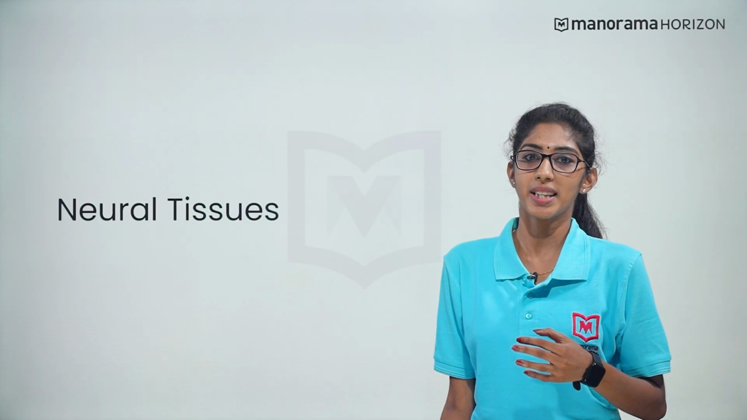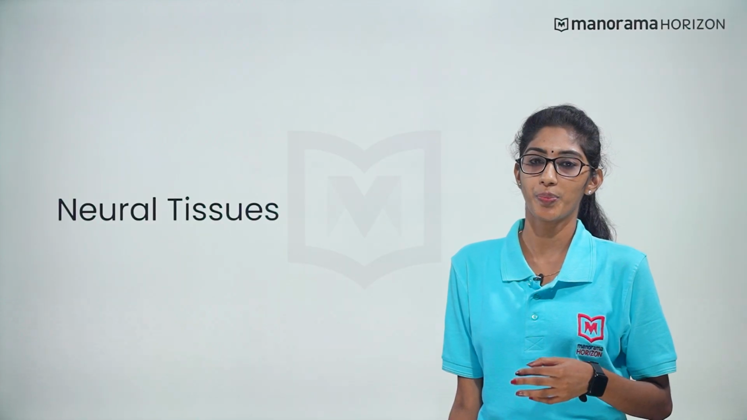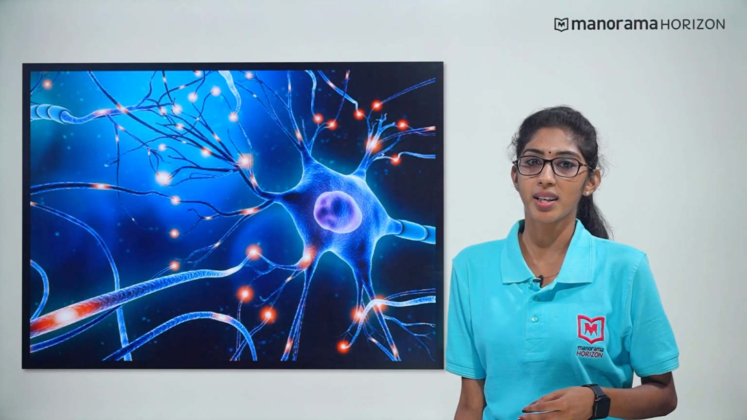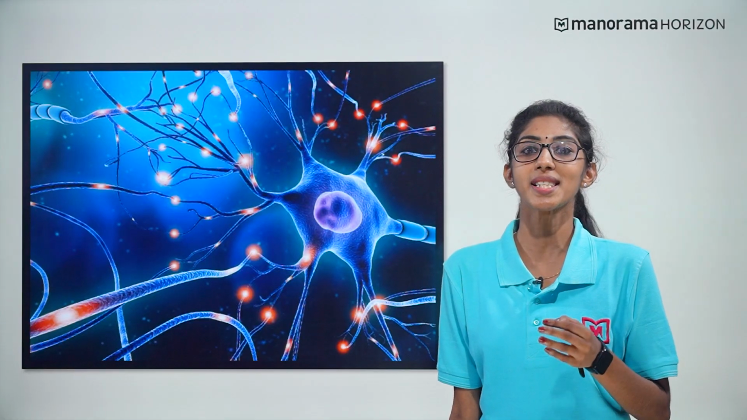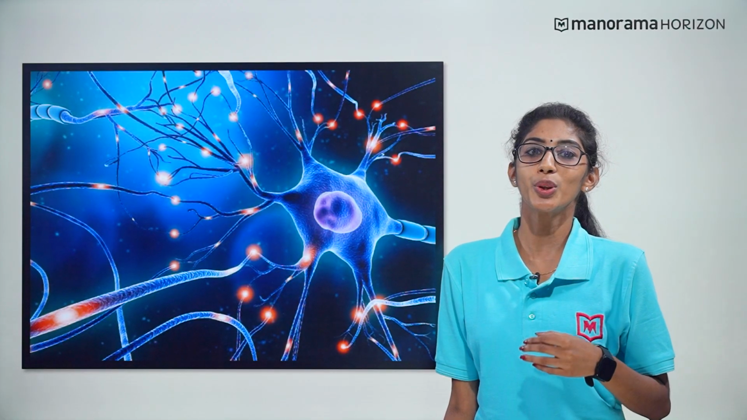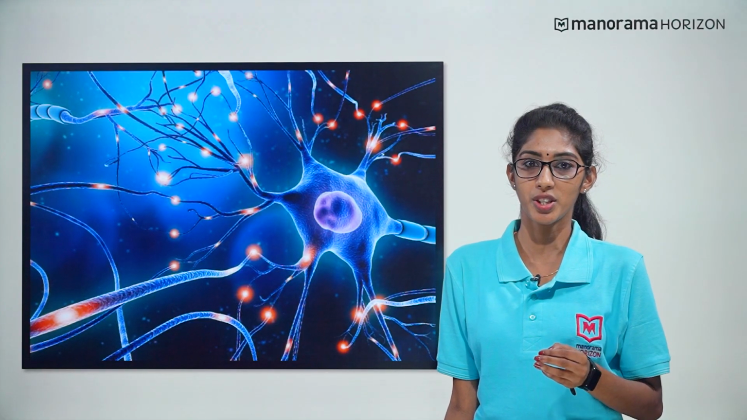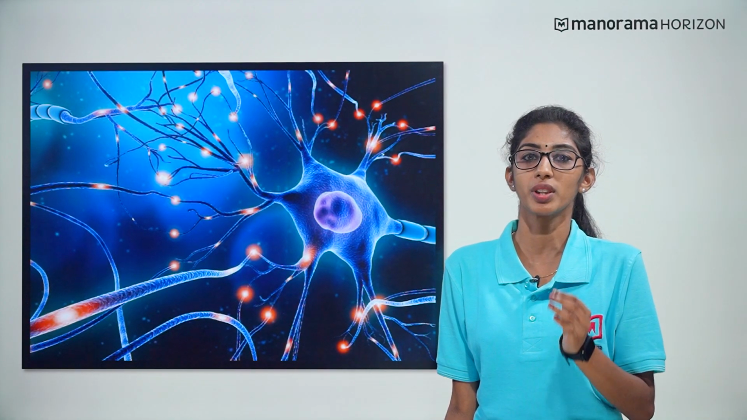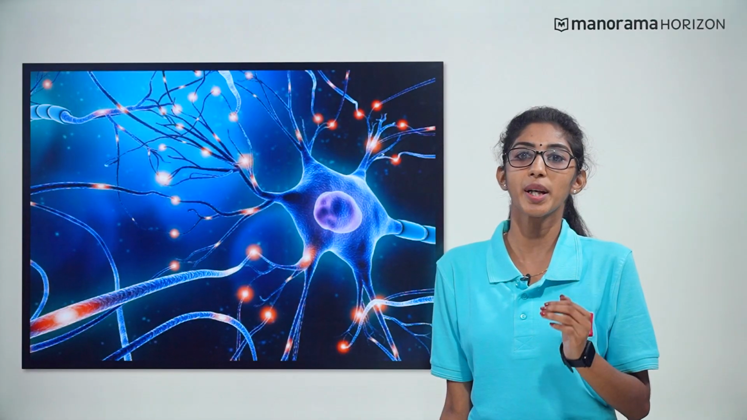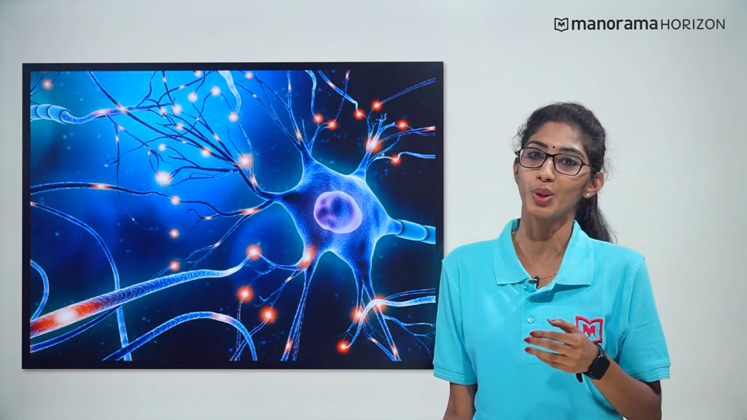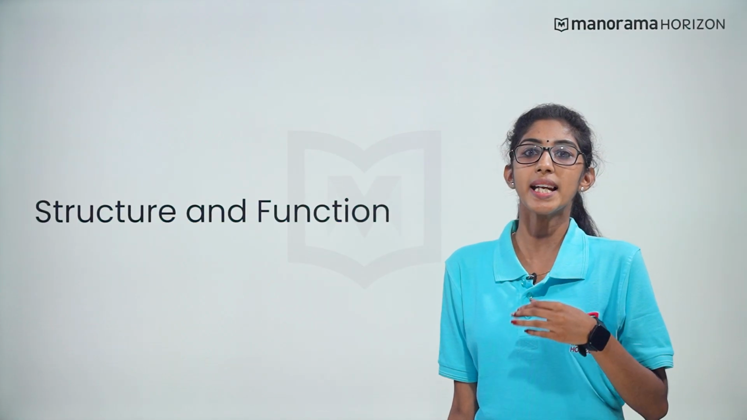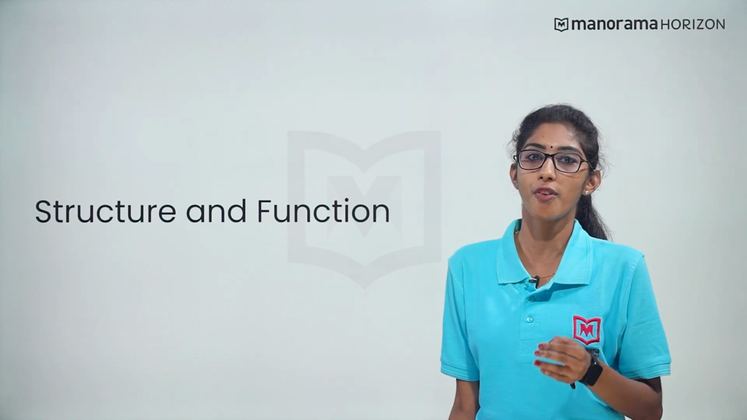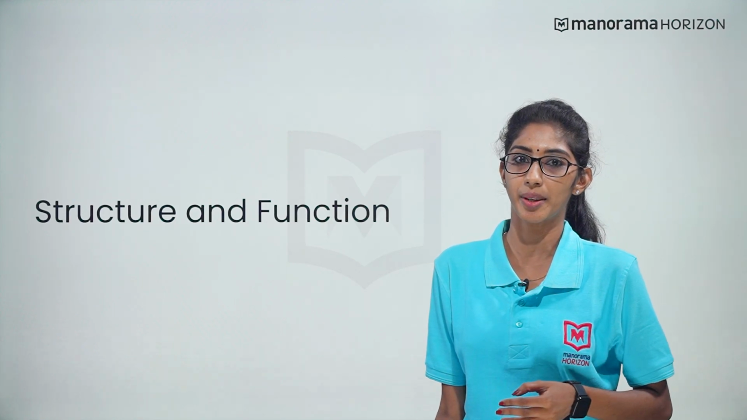Let's discuss another important type of tissue, that is the neural tissue. Neural tissues are greatly involved in the body's response to stimuli. Neurons are the unit of neural tissue, and the neuroglial cells protect and support the neurons. They make up more than one half of the neural tissues. Let's explore the structure and function of the neuron in detail.